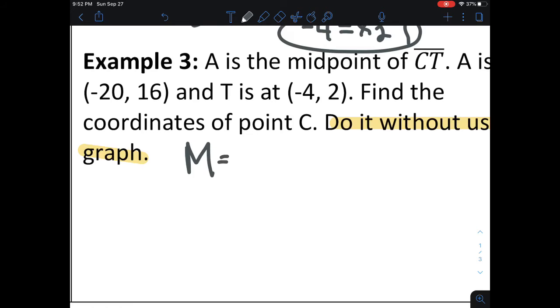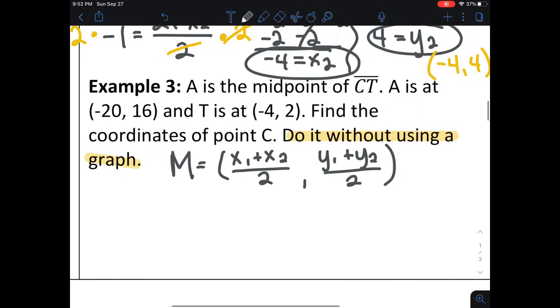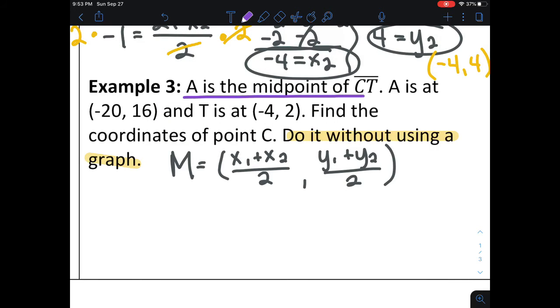So we have capital M, don't forget, equals x1 plus x2 over 2, y1 plus y2 over 2, and let's get down and dirty with it. Okay, so the first thing I need to do is identify what's going on here. First it says A is the midpoint of CT, and then over here it actually tells us what A is. So since A is the midpoint, we're going to put that over here, because that's what the capital M is for, it's for midpoint. So put the midpoint where it goes, okay?